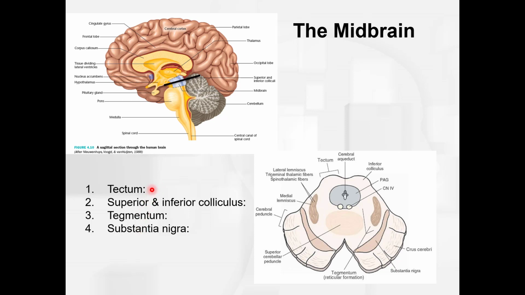Tectum actually stands for the word roof. It makes up the rear portion of the midbrain, and it's formed by the two swellings that make up the superior and inferior colliculi. We'll talk more about those in the next slide. And then we have the tegmentum and the substantia nigra. Here's the tectum, the inferior colliculi, the tegmentum, which has part of the reticular formation, and the substantia nigra here. I'll wait and discuss the substantia nigra on the next slide.